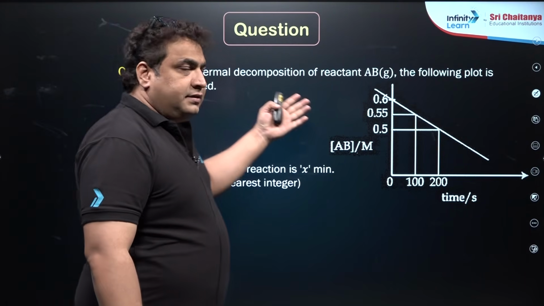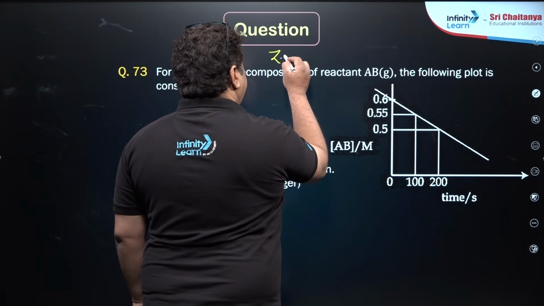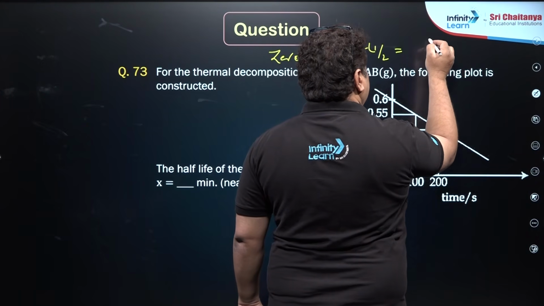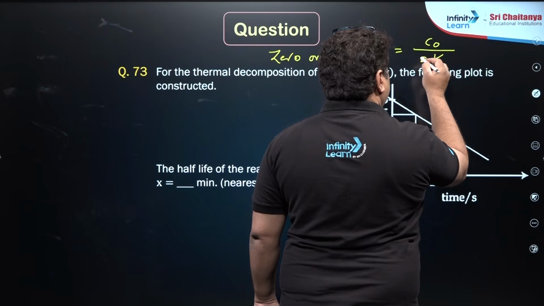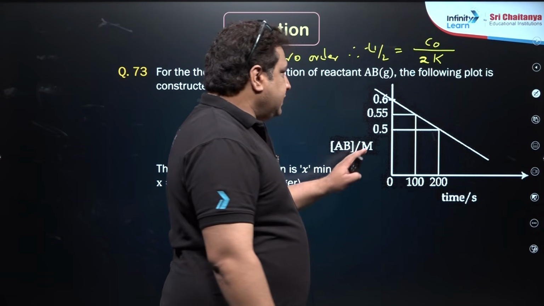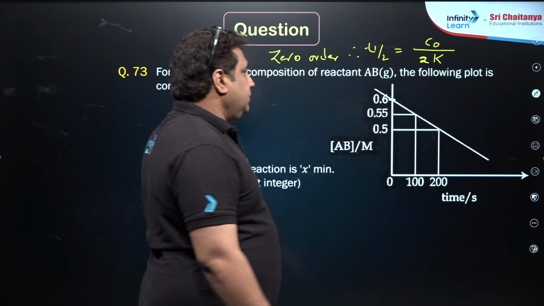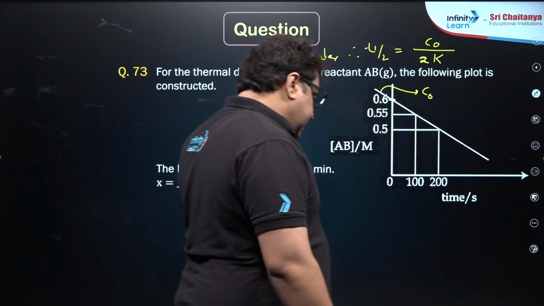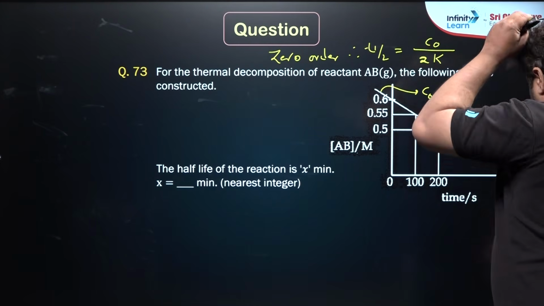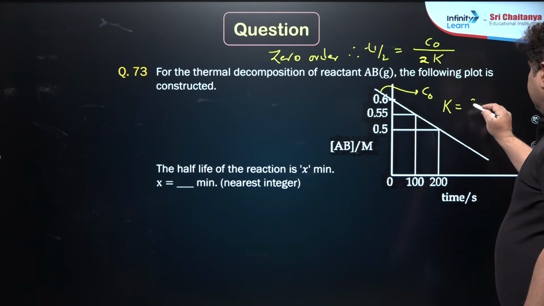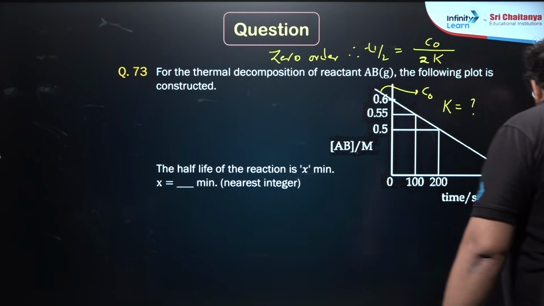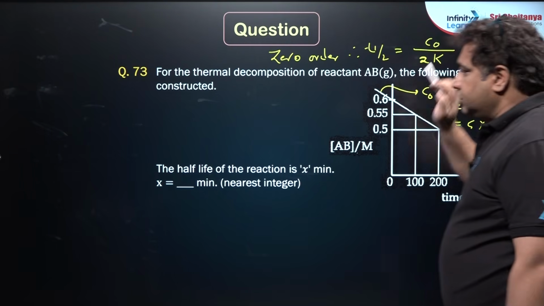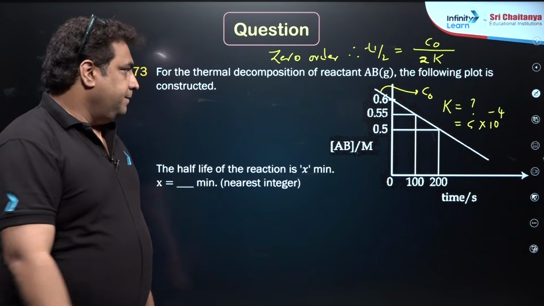Next, for a thermal decomposition reaction, thermal decompositions are generally referred to as what? Zero order. And for zero order, half-life is initial concentration upon 2K, right. That means from this graph, the initial concentration is given as 0.6, this is C naught, right. Now from this graph you have to find K. Once you find K and substitute, you will get the answer. I think K will be approximately 5 into 10 to the power of minus 4. If you substitute the value, very easy, you will get the answer.